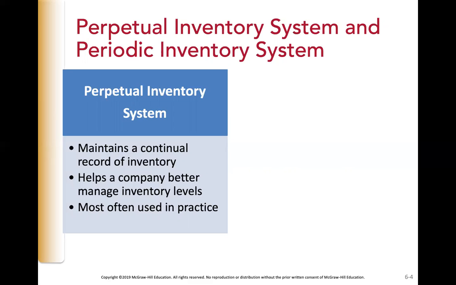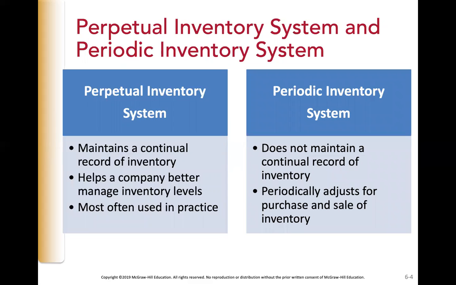In contrast, a periodic inventory system does not maintain a continual record of inventory. Instead, it calculates the balance of inventory once per period at the end based on a physical count of inventory on hand. It's not very useful, doesn't keep the systems up to date, and most companies don't use it today, especially now with the use of computers. Therefore, in this section, we will focus on how to record inventory transactions using a perpetual inventory system.